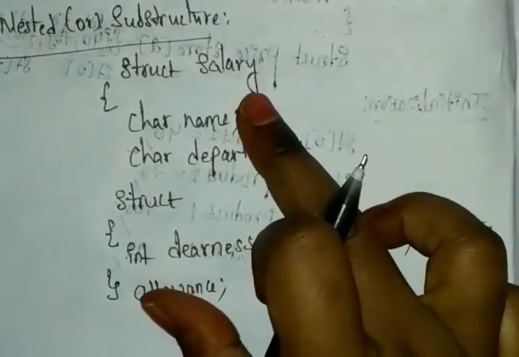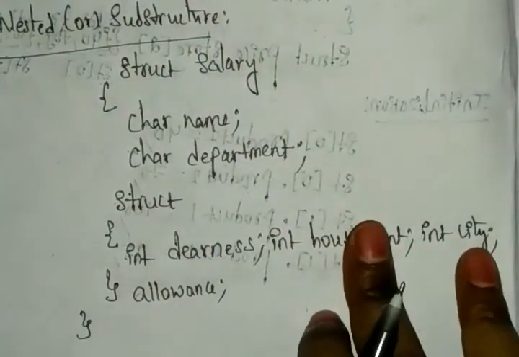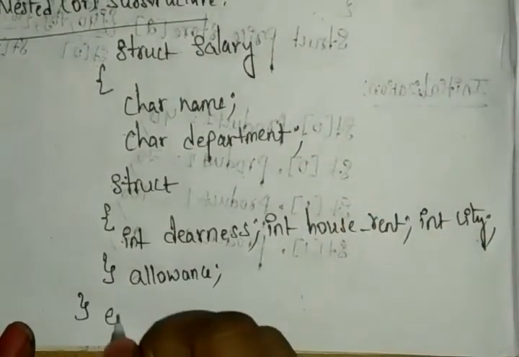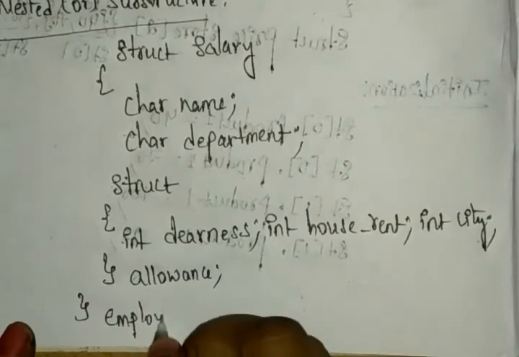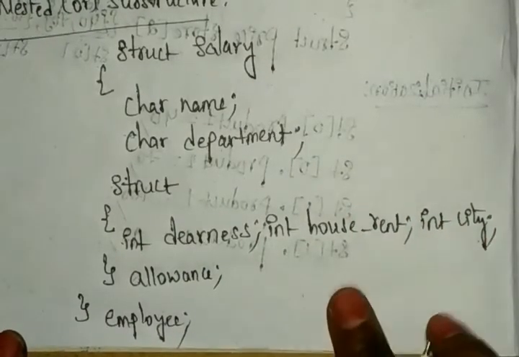Now we need to complete our main structure, so you can close this one. For whom are we writing the main structure? For the employee. You can write the employee variable. For all of these we are writing for the employee.